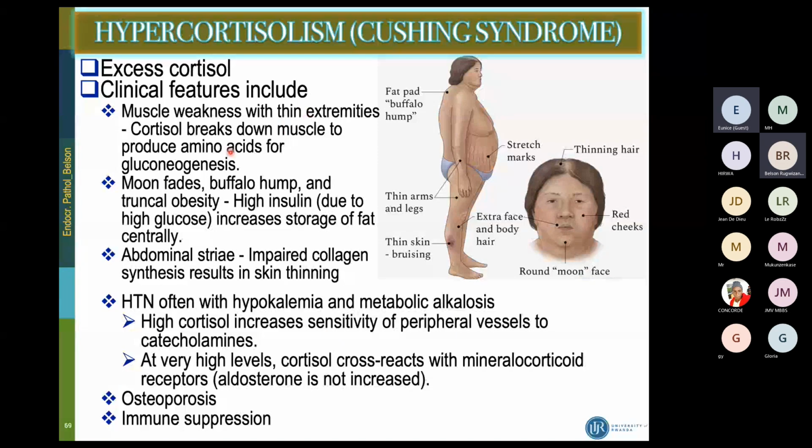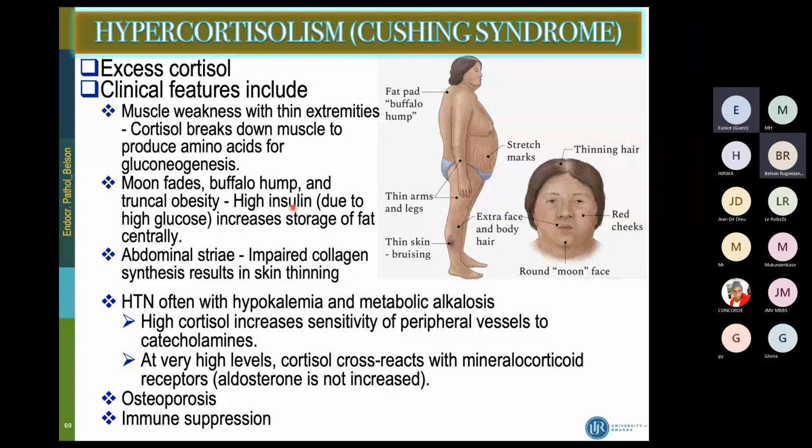So the cortisol will break down the muscle to produce amino acids for gluconeogenesis. They may also have signs of diabetes. So they have moon face, buffalo hump, and truncal obesity.